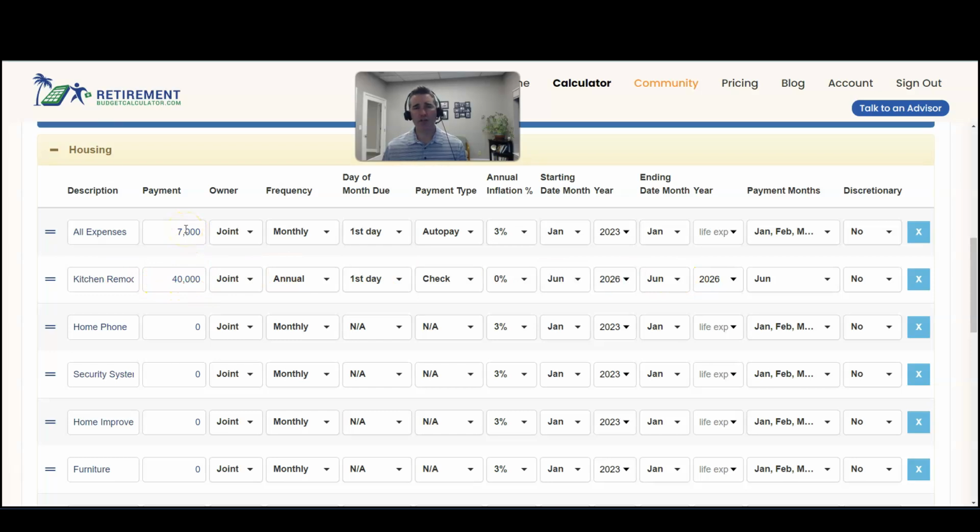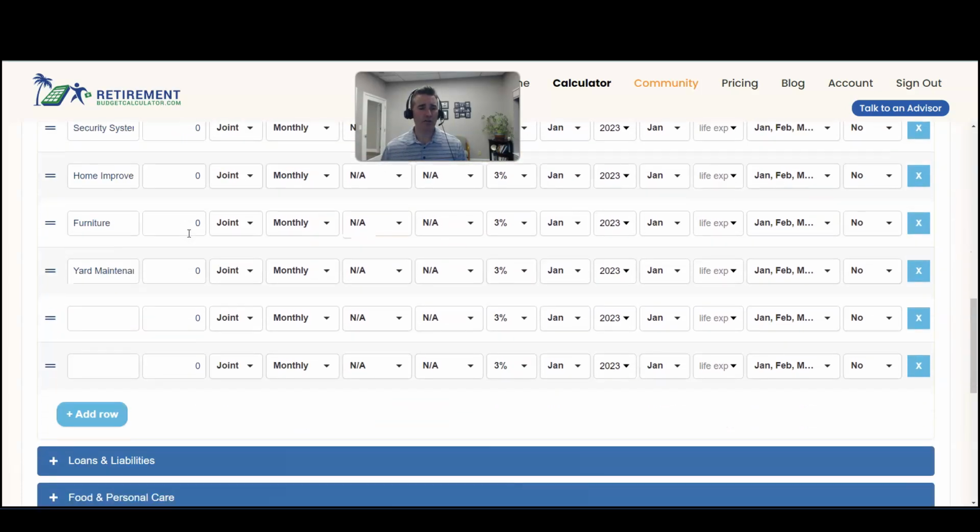The other thing I'll draw your attention to here is we're assuming that there's a 3% inflation on the $7,000 that they need every month. So every year they're going to need more and more income to keep up with the rising cost of goods and services.